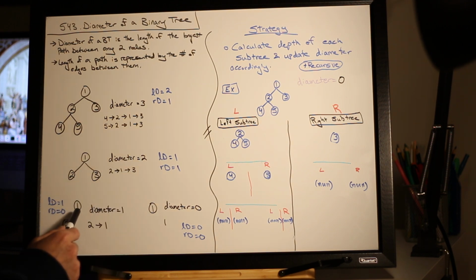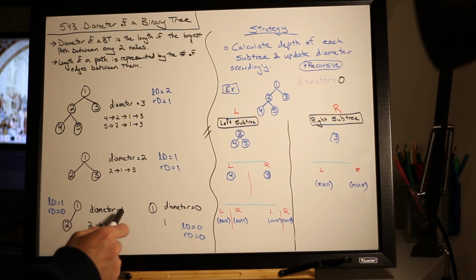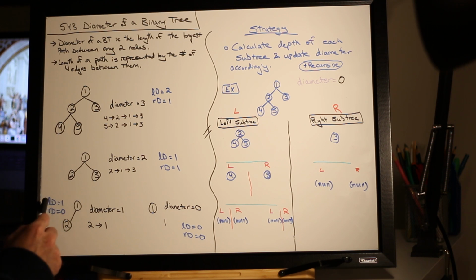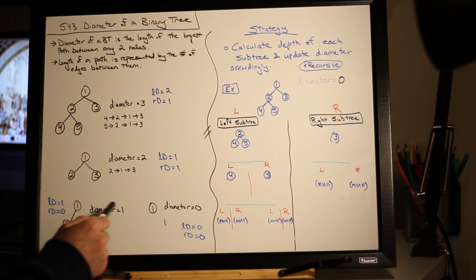Next, let's look at this tree right here where we're just branching out on our left side. The diameter of this is supposed to be 1. And we can take paths of 2 to 1. We have 1 edge involved, and that's the longest path we can take. Our left depth for the left subtree is just going to be this left subtree of 2. That's a single node involved, so the depth is going to be 1. The right subtree in this case is empty. There is no node, so the depth of that's going to be 0. If we take the sum of that, 1 plus 0, it is 1, and that's our diameter.